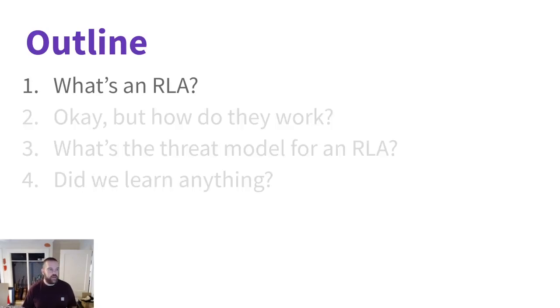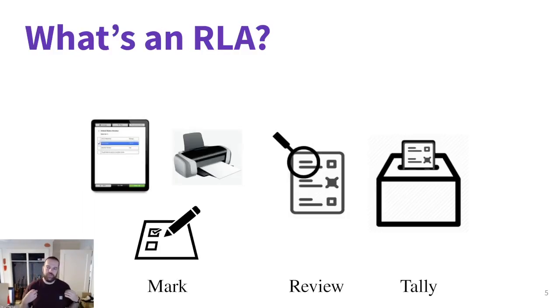So first, let's look at what even is an RLA. I think it helps to look at what problem an RLA is trying to solve. Here you see a standard election setup where on the left, voters mark their ballots either via pen and paper or using a computer device, a ballot marking device. Then they hopefully can review their ballots, and then the ballots are deposited in a ballot box or a central scanner or a scanner of some sort, and a tally is produced.